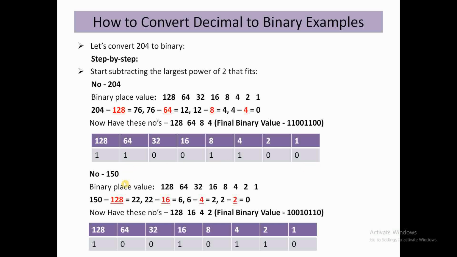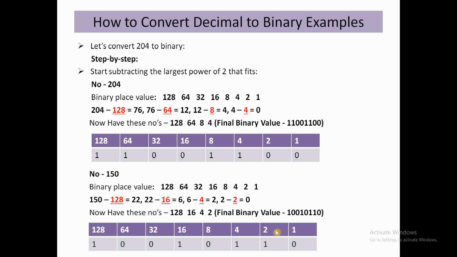Next, one more example we have, the number 150. Here are the binary place values, and we have to subtract the largest power of 2 from the given number, that is 150. So we use 128, and 16, 4 and 2. These binary place values we use for subtraction, because these are the largest powers of 2 that fit the given number. So we use 128, 16, 4, 2, and here is the value after conversion of 150.